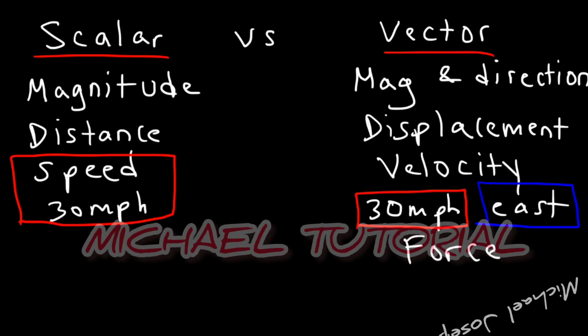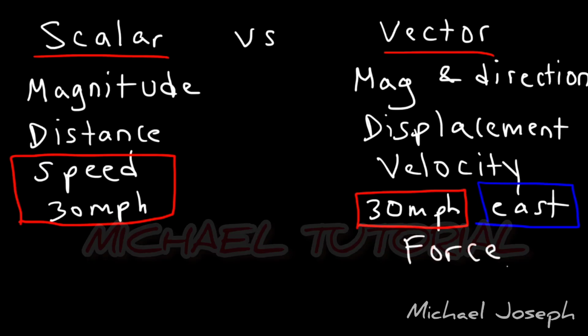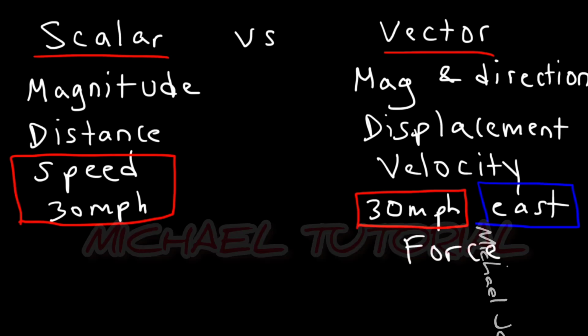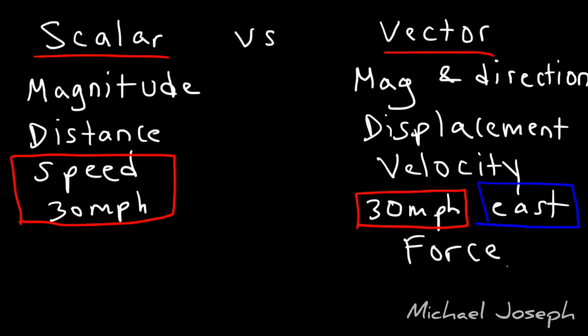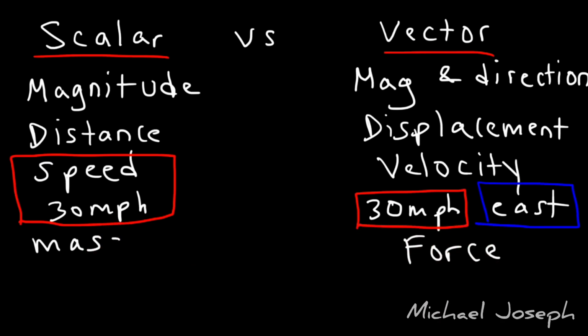Now what about mass? Which column would you put mass under, the left side or the right side? Can you apply direction to mass? Can you say, I have 100 grams of aluminum metal east or 200 grams of nickel west? You can't apply direction to mass. Therefore, mass is a scalar quantity.